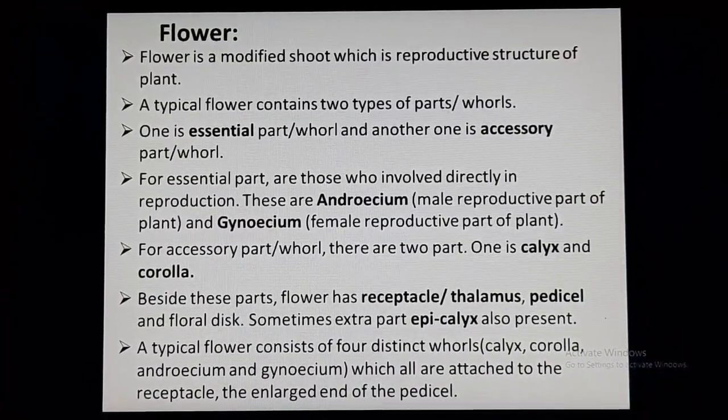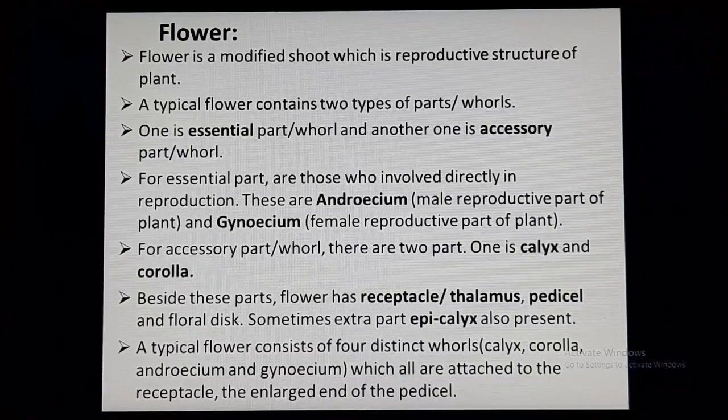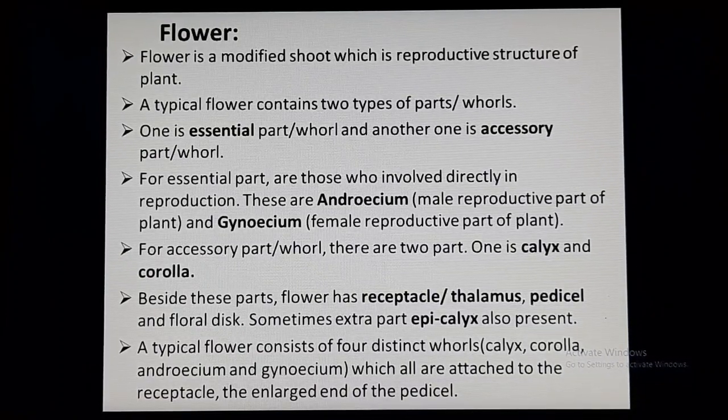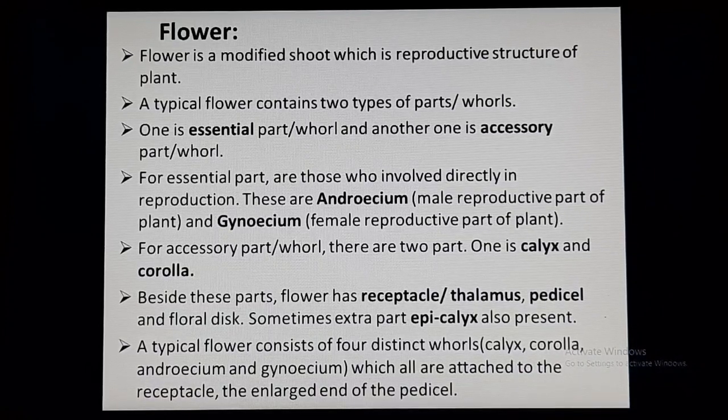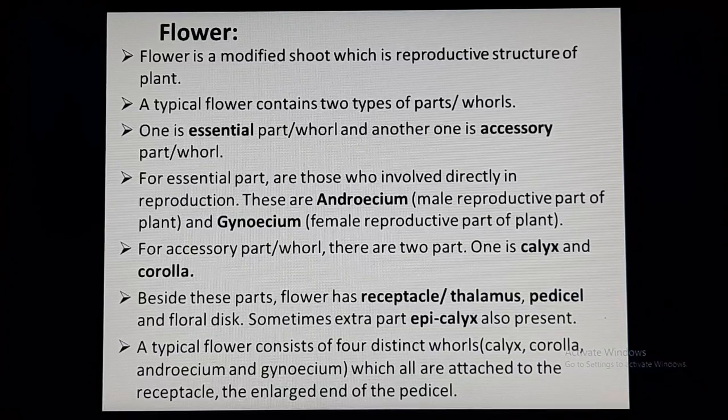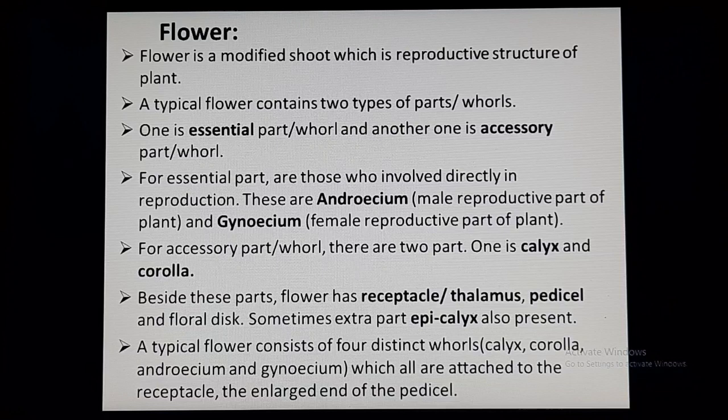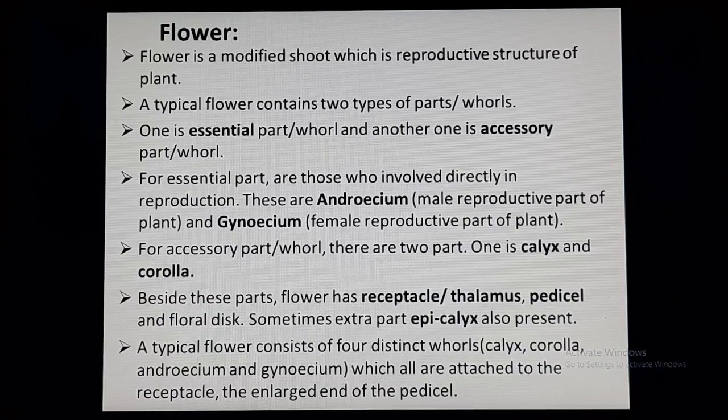For flower parts, whenever we speak of the parts of a flower, we must say they are whorls of the flower. Whorl is the synonym of part for a flower. Whenever we introduce any part of a flower, we should say whorl of the flower. So one is the essential whorl, and another is the accessory whorl.